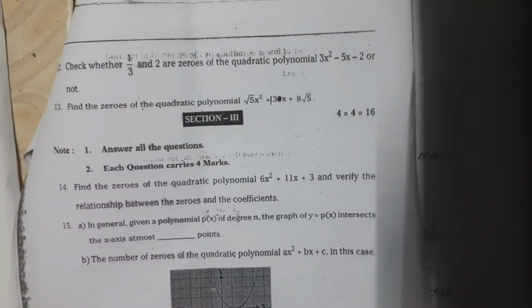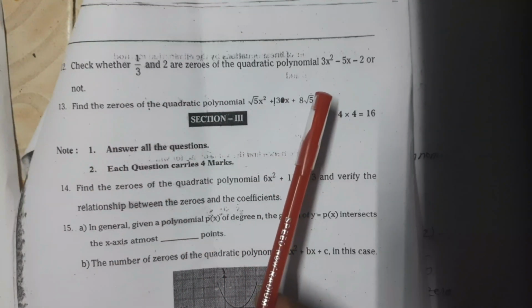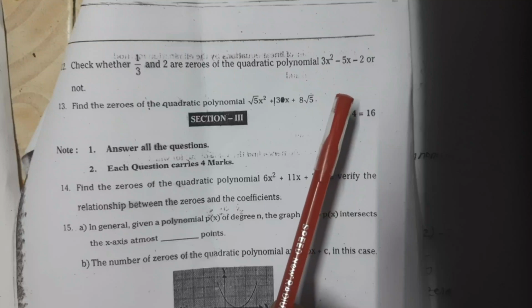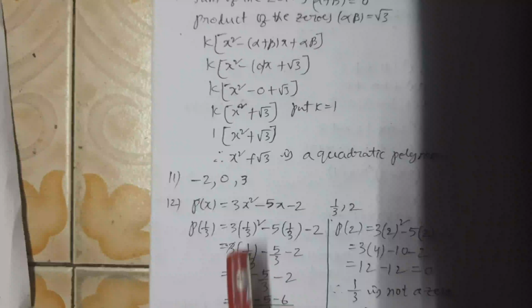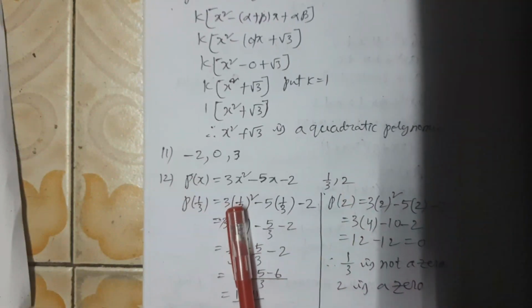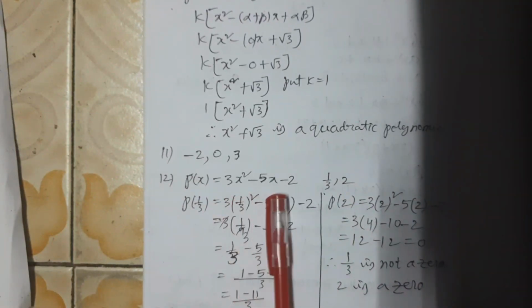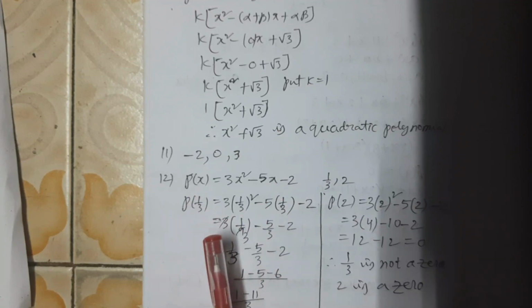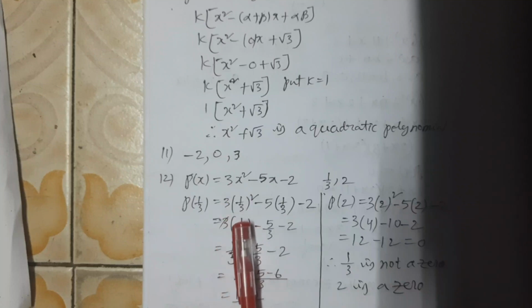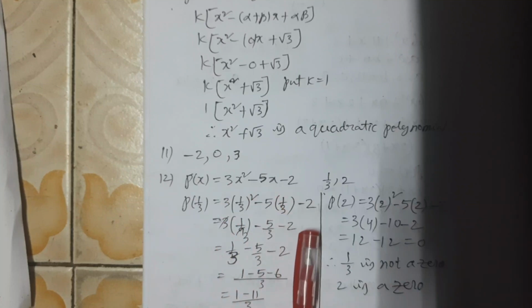See children, check whether 1 by 3 and 2 are zeros of the quadratic polynomial 3x square minus 5x minus 2 or not. That means you need to substitute this value 1 by 3 in the given polynomial. In the place of x, we are replacing it one time with 1 by 3 and another time with 2. Just see the answer. P of x is equal to 3x square minus 5x minus 2. P of 1 by 3: in the place of x, you substitute 1 by 3. So 3 into 1 by 3 whole square minus 5 into 1 by 3 minus 2.